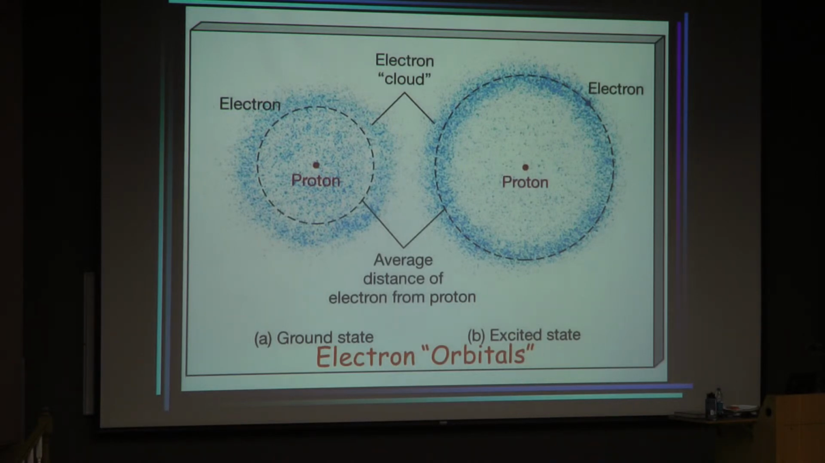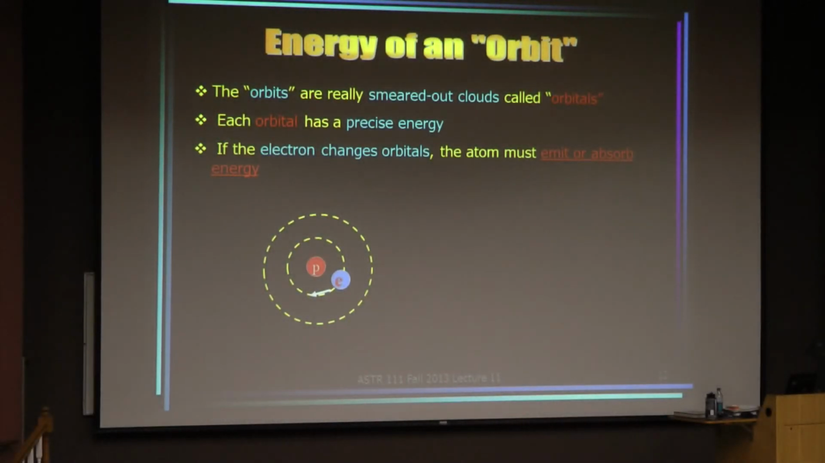But the thing that we do know is the exact energy. The energy is known precisely. And that, of course, is the key fact that relates the structure of atoms to the specific wavelengths that we see in emission and absorption. All right, each orbital has a precise energy, which is another way of saying each excitation state of the atom has a precise amount of energy that's stored in that atom.